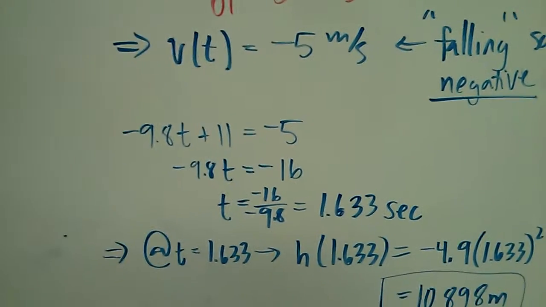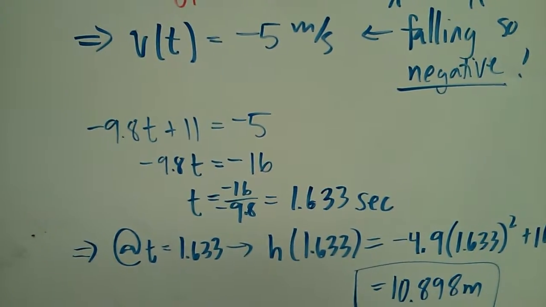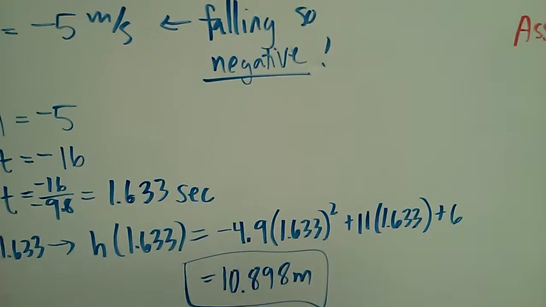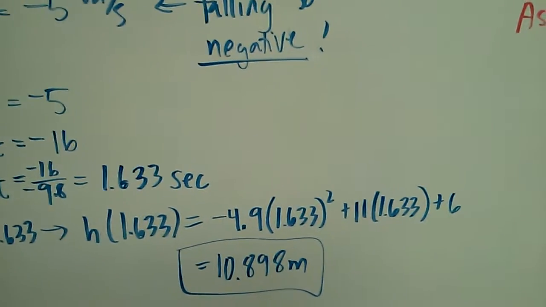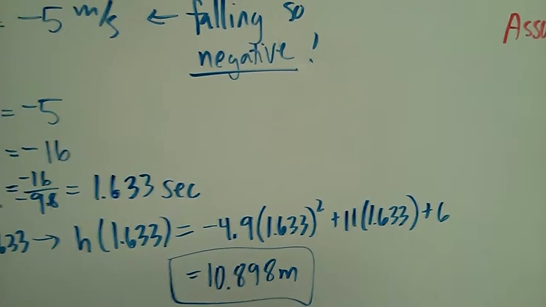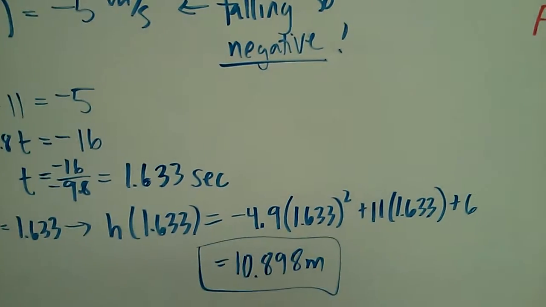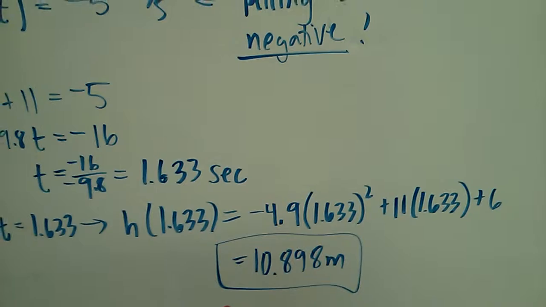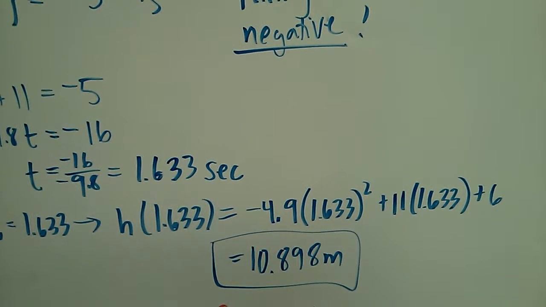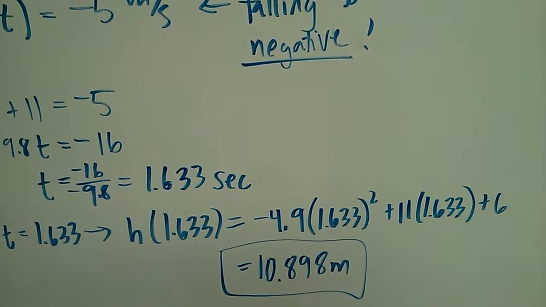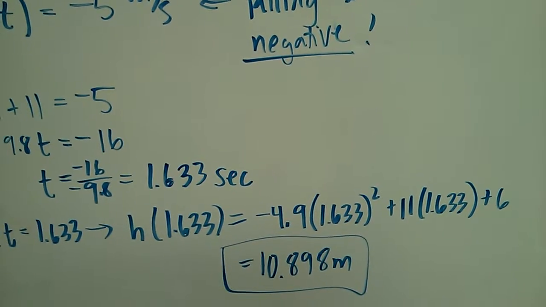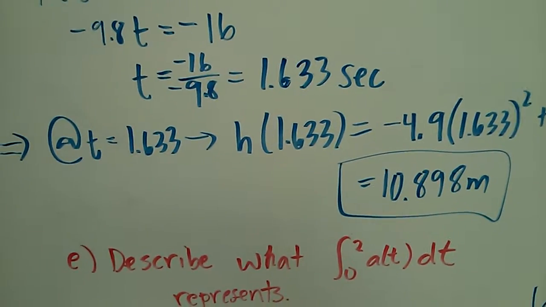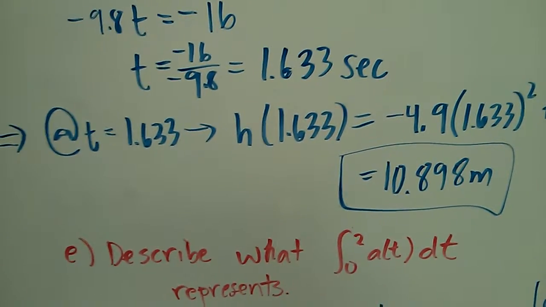At t equals 1.633 seconds, what is the height of the ball? We plug into the height equation we got in part C, and we get the height is 10.898 meters. So when the ball is going down at 5 meters per second, we know that the height of the ball is 10.898 meters. Finally, we're asked to describe what the integral from 0 to 2 of the acceleration represents.